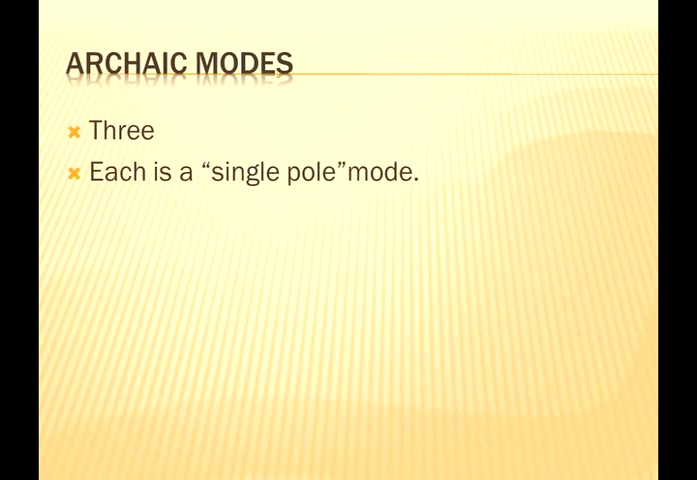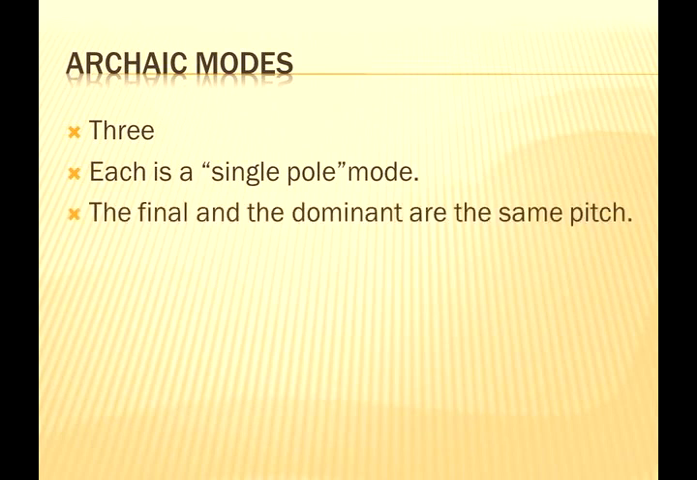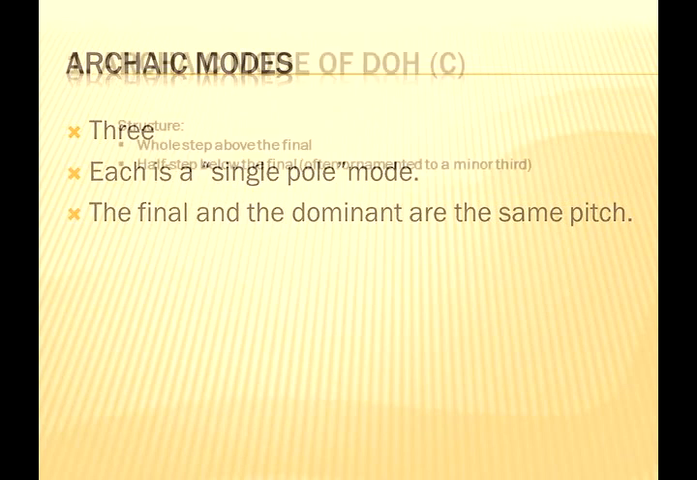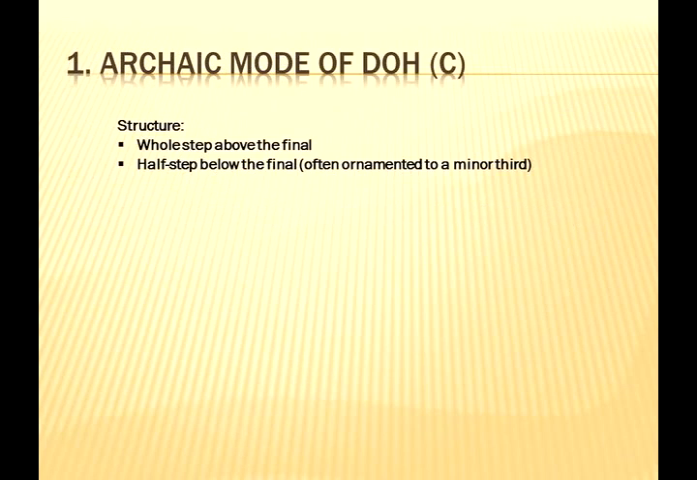Each is a single pole mode. That is to say, the final and the dominant are the same pitch. The first archaic mode is that of do. Its characteristic structure is that of a whole step above the final and a half step, often ornamented to a minor third, below the final.